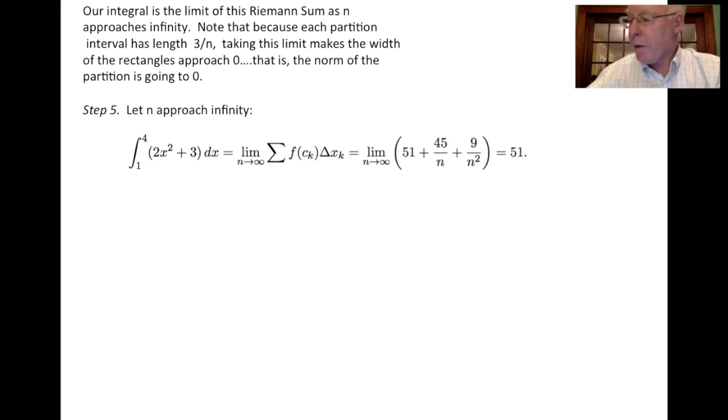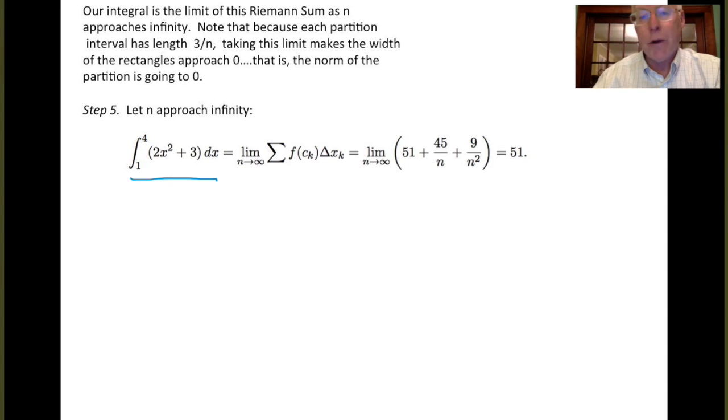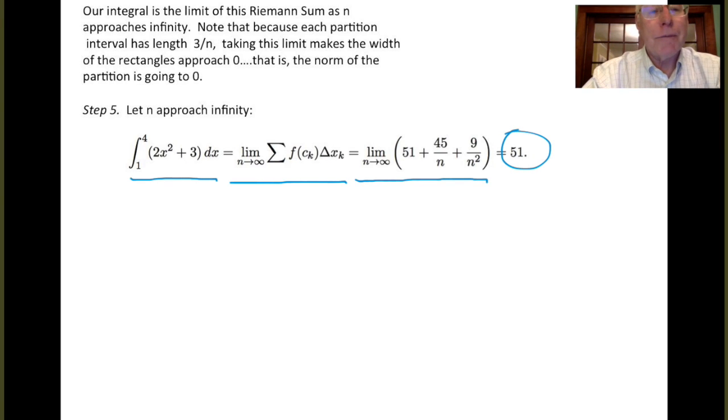So according to the definition of the definite integral, the integral is by definition the limit of these Riemann sums. We just finished evaluating at least a special case of those Riemann sums here. And it's pretty easy to see what happens to that when we let n go to infinity. The answer is 51 for this integral.